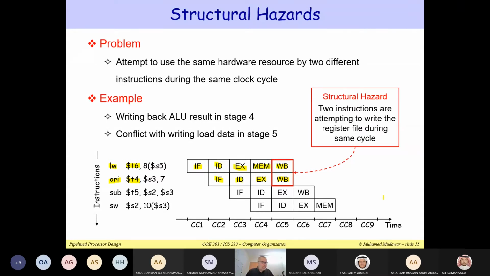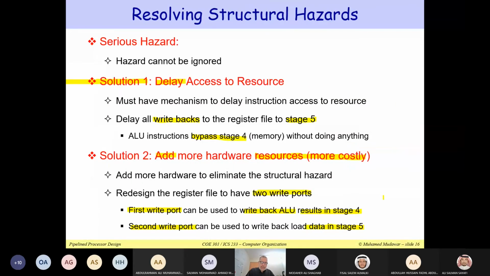The answer is no. Why? Because if we are fetching only 1 instruction, there is no need to complicate the implementation. Since we are fetching 1, we can actually complete 1 without impacting the performance of the program. So for this reason, solution number 1 is better than solution number 2 in our 5-stage pipeline. And there is no need to add more hardware resources, because we're not really fetching 2 instructions.